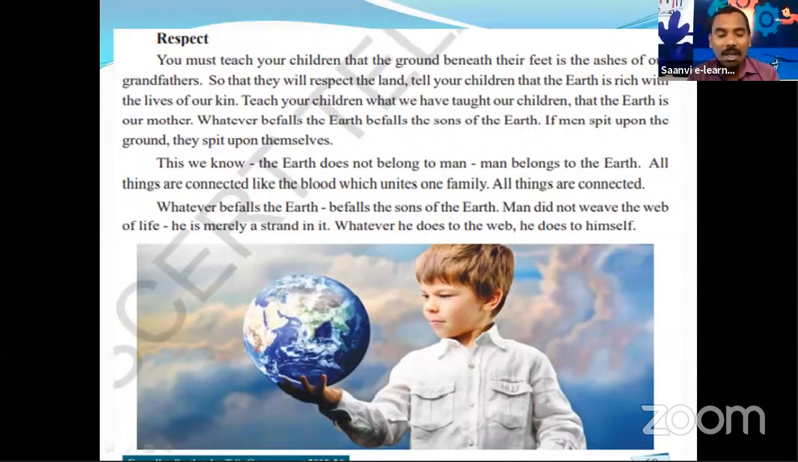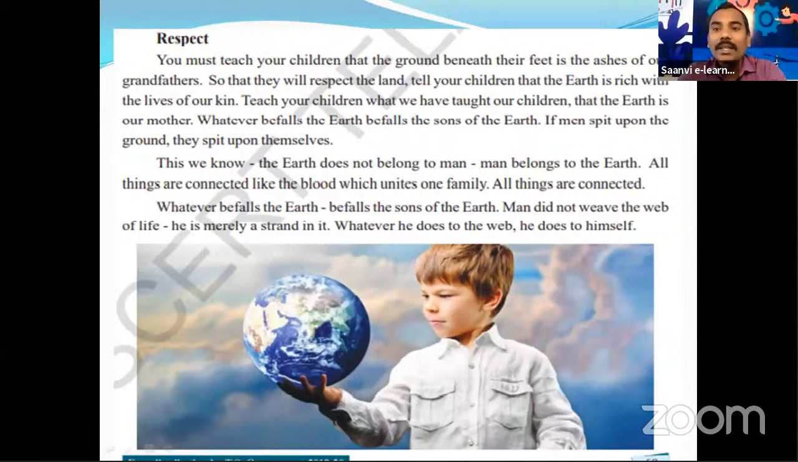Is the ashes of our grandfathers. It means that here Chief Seattle wanted to convey a message to the white Indians that after buying the land from us, you will have to understand that the place where you are standing is the ashes of our grandfathers. It means that our grandfathers, our ancestors, they all lived on this particular area of land and they died here. So the land where you are standing is the ashes of our grandfathers, so that they will respect the land.